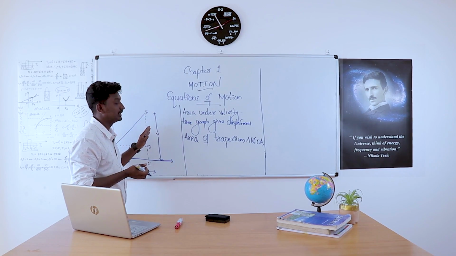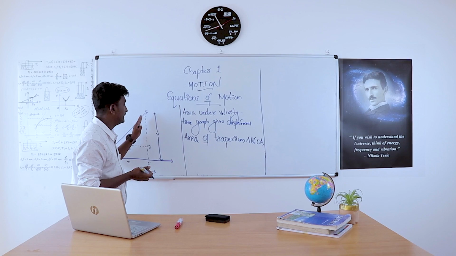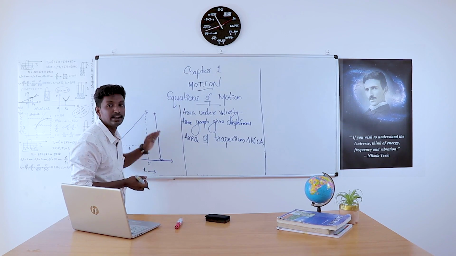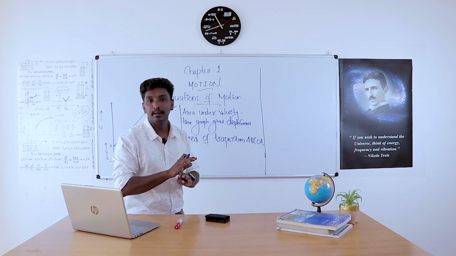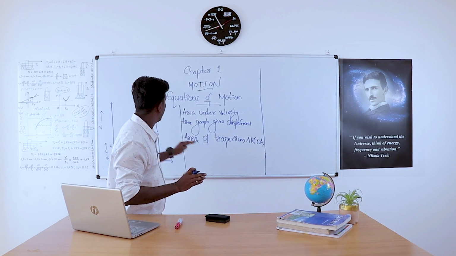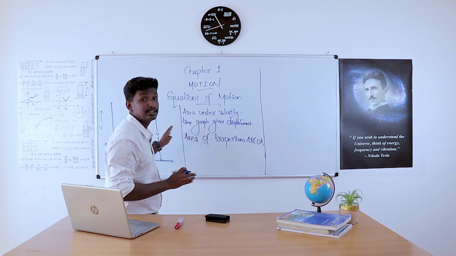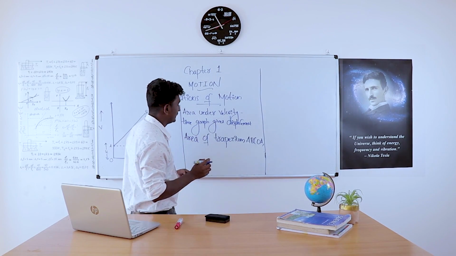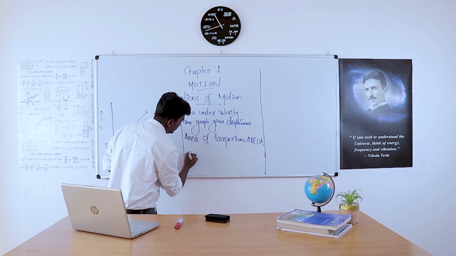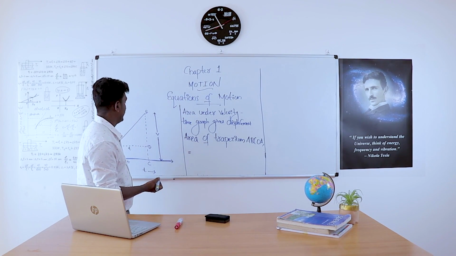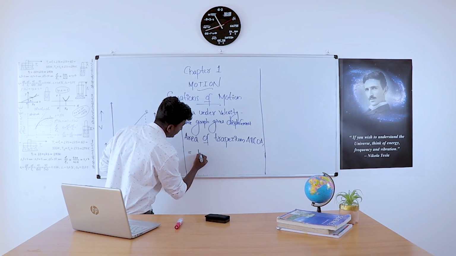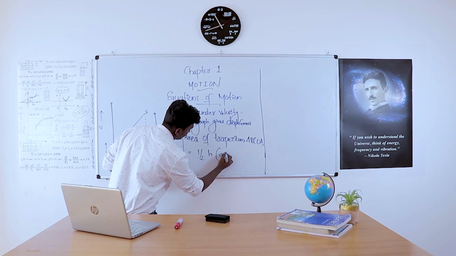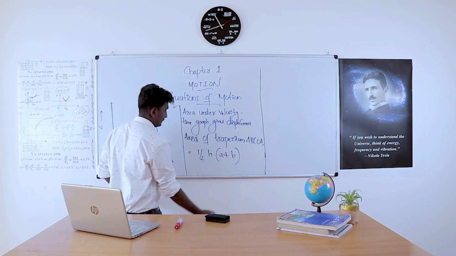For the second motion equation, we found the area by splitting the trapezium into two, a rectangle and a triangle. But now I am not splitting it into two. I am just using the equation to find the area of a trapezium. Actually, you already know how the area of a trapezium is found. Area of trapezium is, the equation is half of h into a plus b.